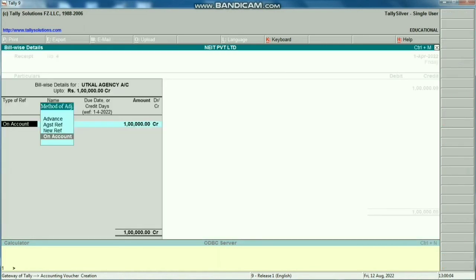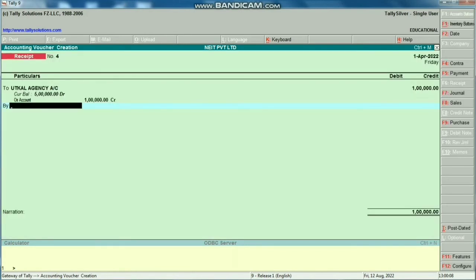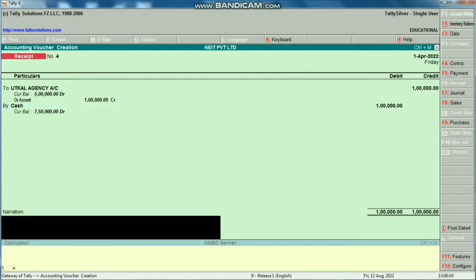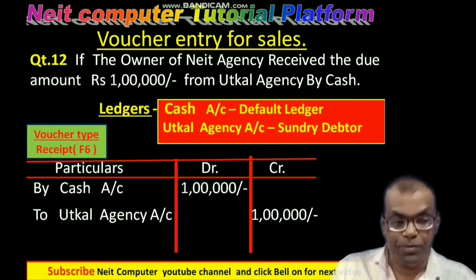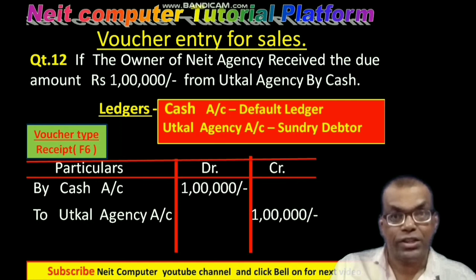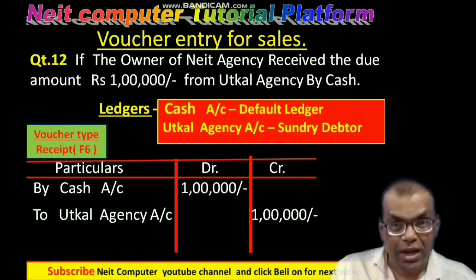Cash account becomes a debit. Why? According to the golden rule of a real account, what comes in is debited. Cash is an example of a real account, so that is why the cash account becomes a debit and Utkal agency becomes a credit, because Utkal agency previously had not paid, and now it has already paid to Neat organization.